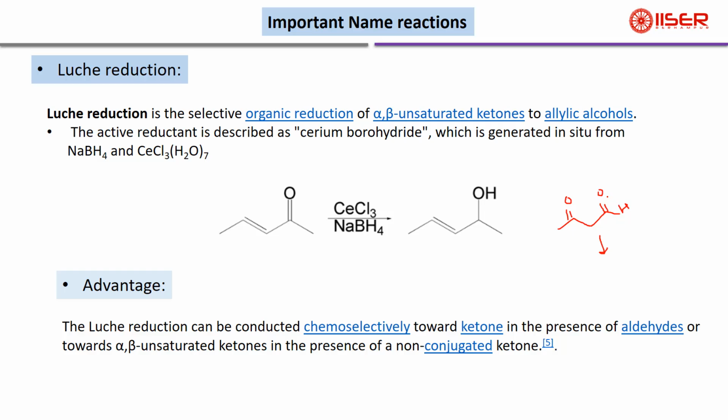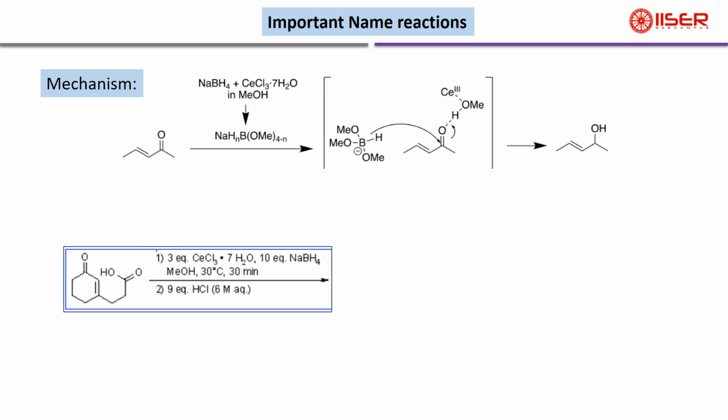the NaBH4 hydride will attack, and it will open up. Before formation of alcohol, it will coordinate with cerium, and meanwhile this ketone will react to give us alcohol. Similarly, if you have a ketone and an alpha beta unsaturated ketone, it will react with the alpha beta unsaturated ketone. So this is the mechanism.